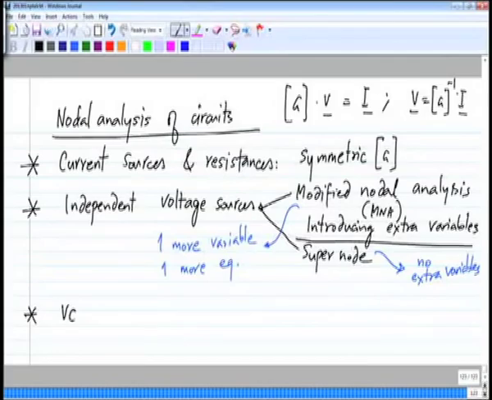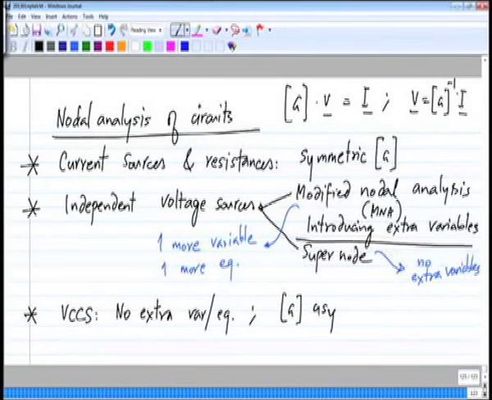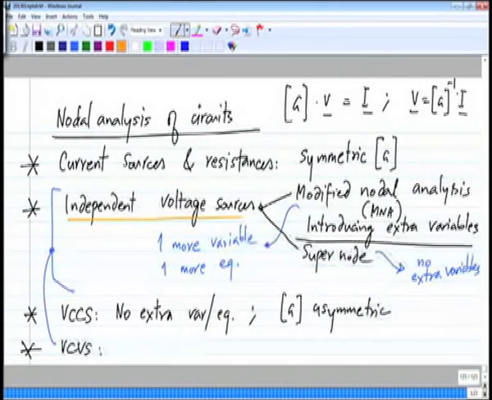And finally, if you have a voltage controlled current source, there are no extra variables or equations. But the G matrix will become asymmetric. Okay. And when you have a voltage controlled voltage source, you handle it in the same way that you did the independent voltage source. Now, when you do the independent voltage source, what happens is you will have an extra entry in the source matrix on the right hand side, in the source vector.